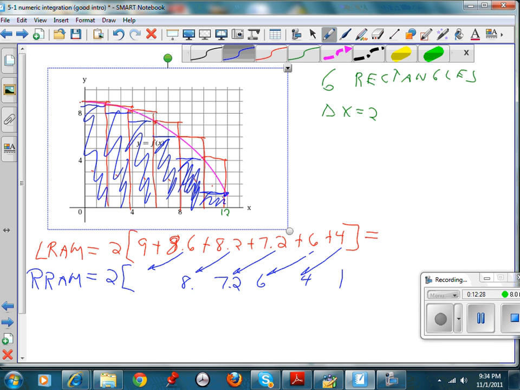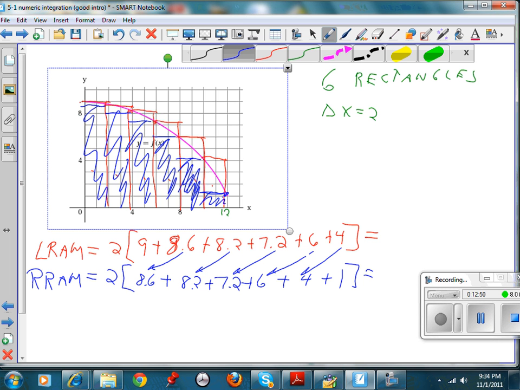So you get 4, 6, 7.2, 8.2, 8.6. You might think, are we going to do this all the time? Is this what integration is going to be like? No. When we start off doing this, you get the idea about area under the curve. That's what these rectangles are. Okay, so we're at 12 minutes here.